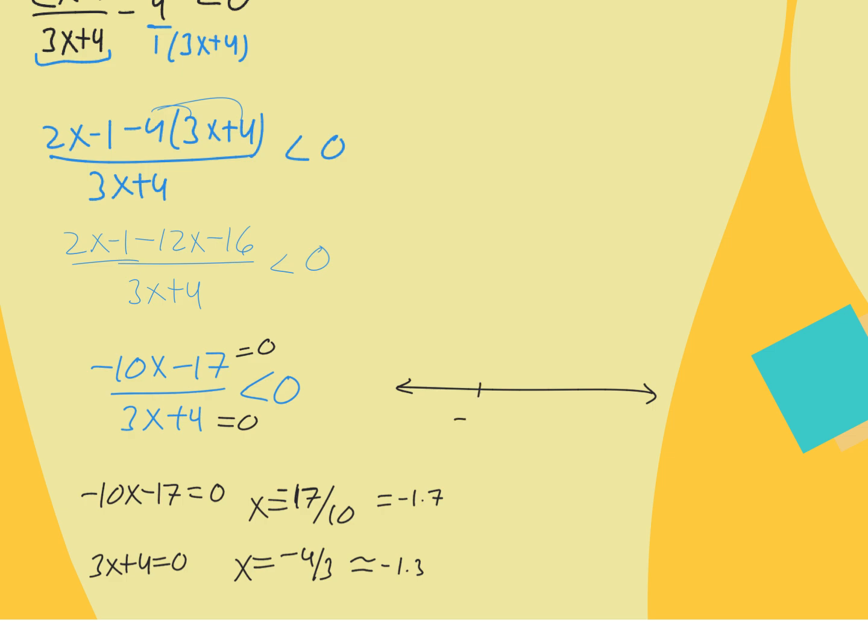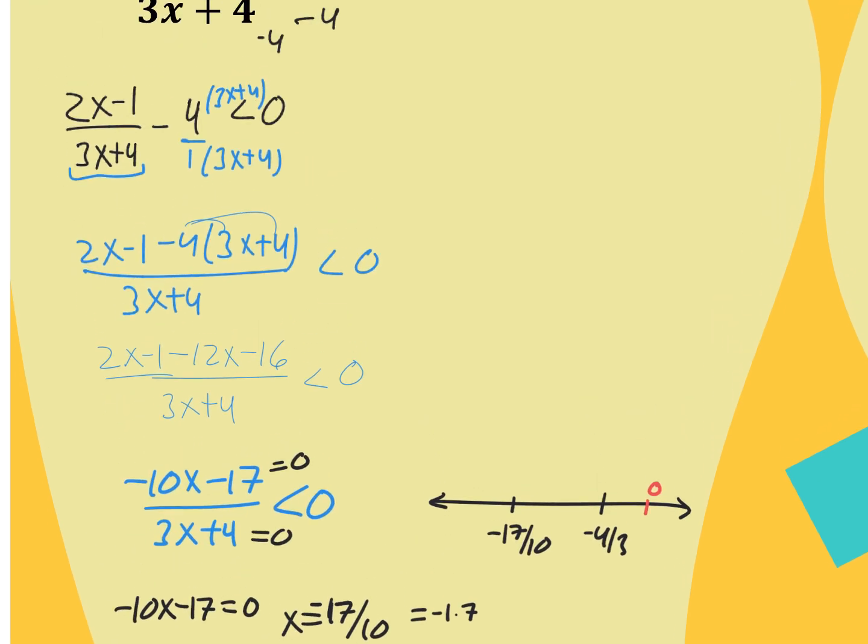All right, so I'm going to plot negative 17 over 10 over here, and then negative 4/3 over here. The easiest number to test is 0. So I would put 0, that's going to be bigger, so it's going to be right here. And then I would plug that into the original.